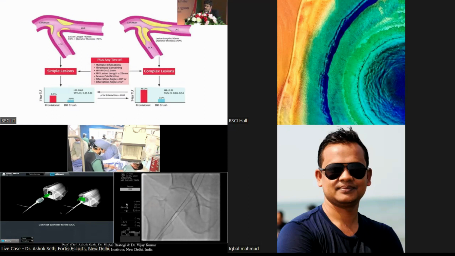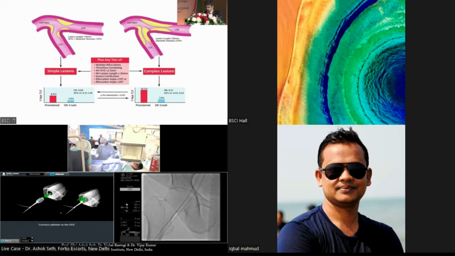Now, what is the simple bifurcation? Yes, the circumflex ostium is involved, but the length of the lesion is less than 10 millimeters and diameter stenosis is between 50 to 70%. So this is a simple bifurcation. And in the complex bifurcation, the lesion length is more than 10 millimeters and the diameter stenosis is more than 70%.